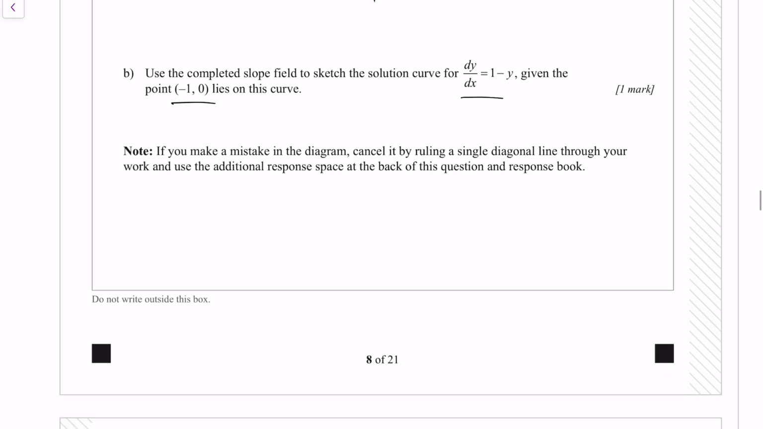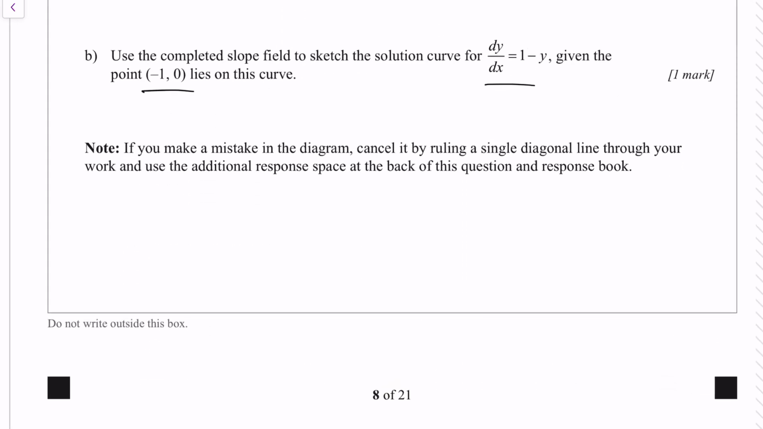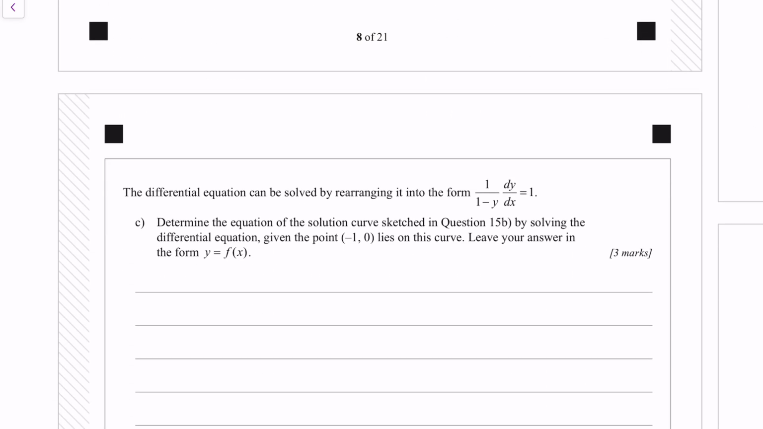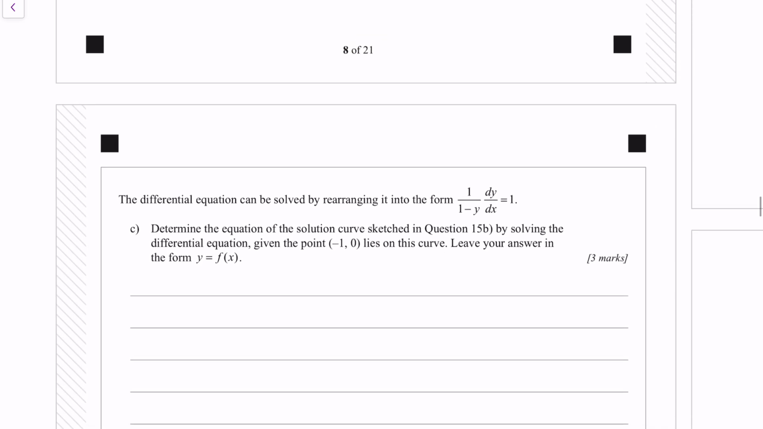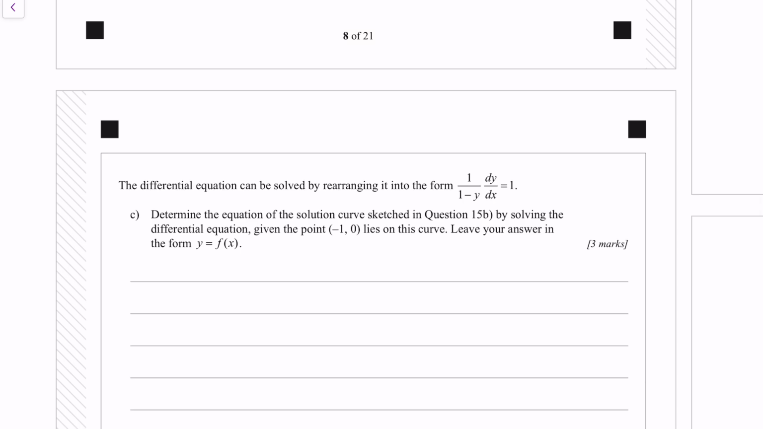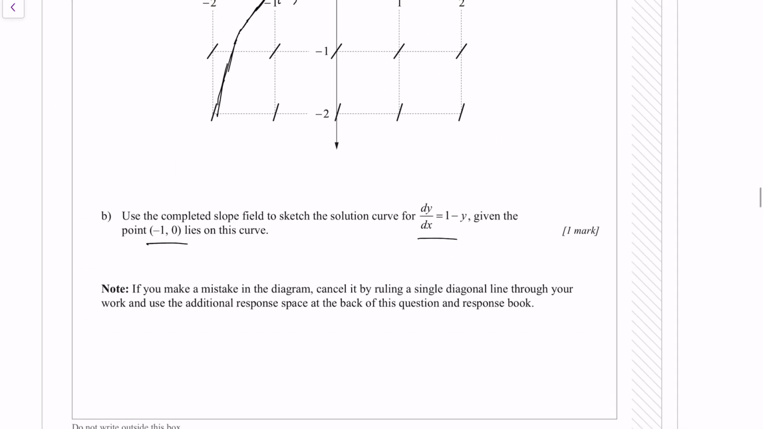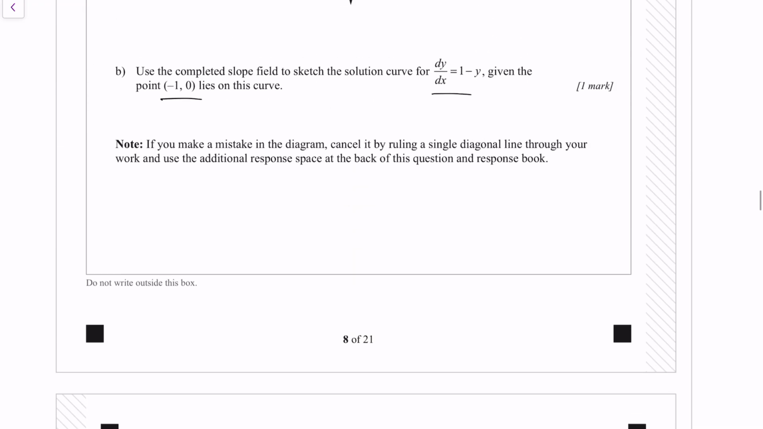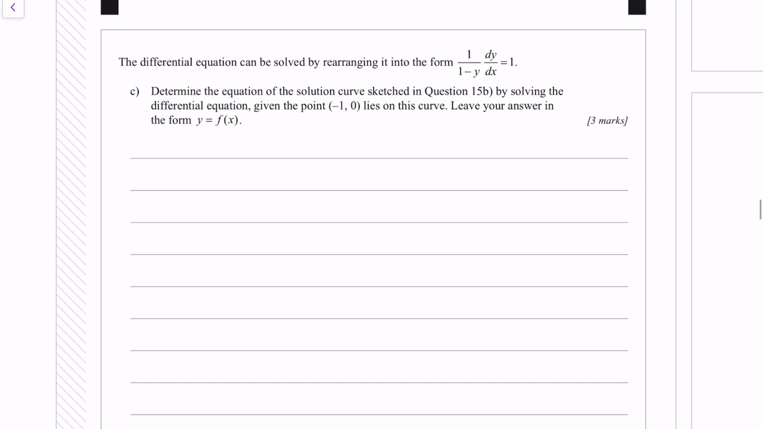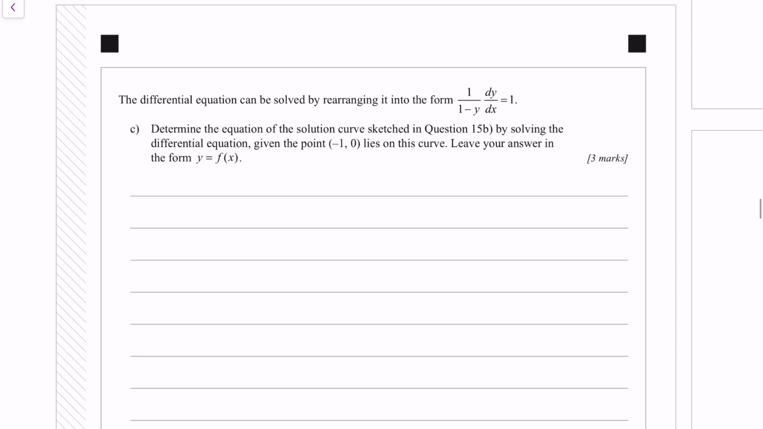So it doesn't really require us to give that equation. However, you may need to use it in part C. So that's that mark there. And then part C is 3 marks. The differential equation can be solved by rearranging it into the form 1 over 1 minus y dy/dx equals 1.